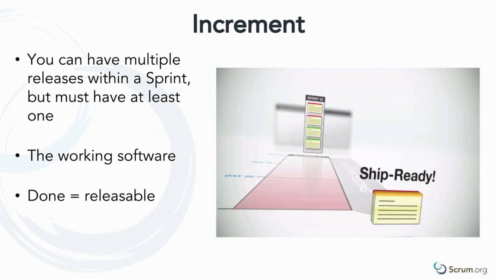The increment is that ship-ready product. It's what we've now developed during the sprint and are ready to deliver. Like I said earlier, I can have multiple releases within a sprint that make up that increment, but I must have at least one increment.